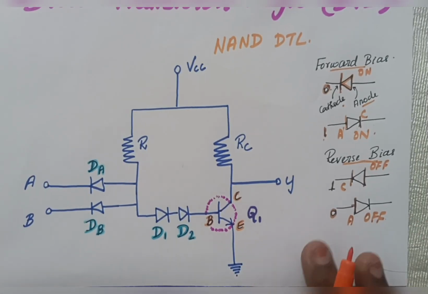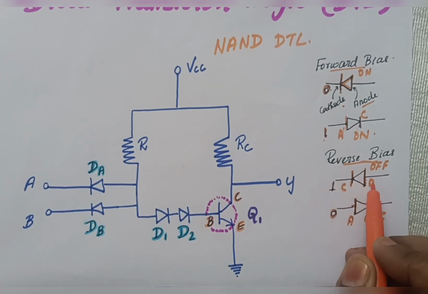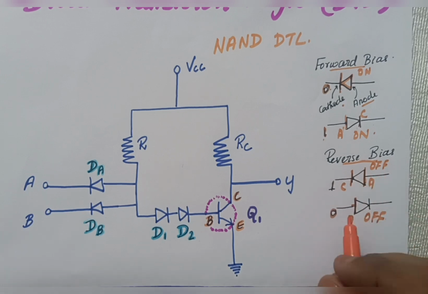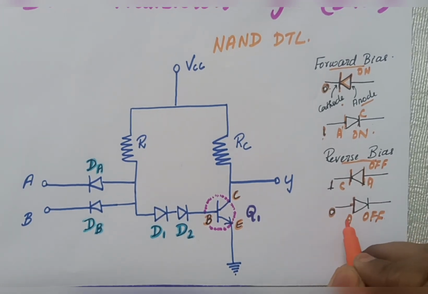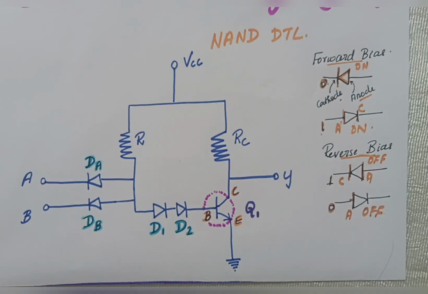Similarly, what happens in reverse bias? In reverse bias, this is my diode, this is the cathode part, and this is the anode part. If I send 1, the status of this diode will be off. Similarly, if I send 0 into the anode, the status of this diode will be off. So these are the two things that we should know about the diode.